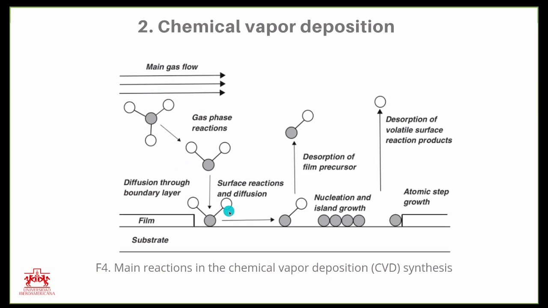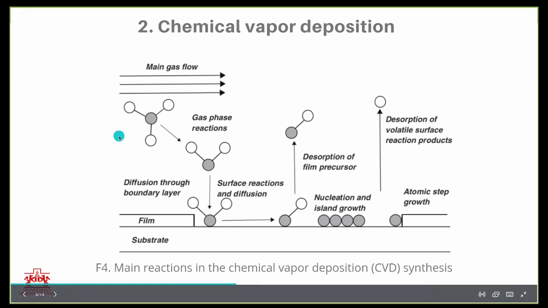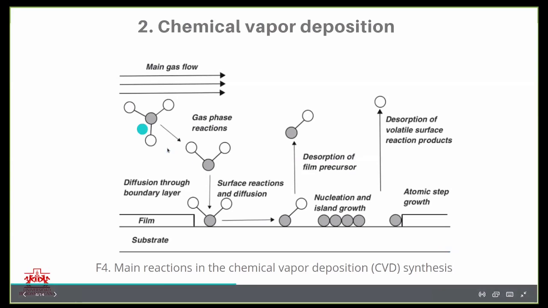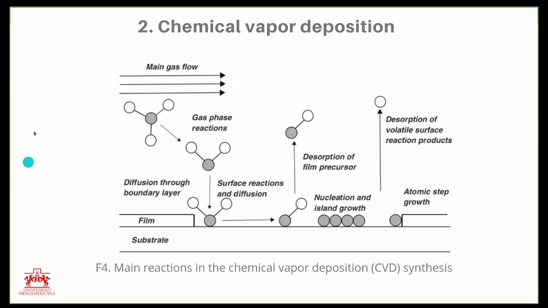So we can see here in this figure, these molecules are denoted as precursors. This is the main material that we use at the beginning of the synthesis. And the film is constructed through a series of chemical reactions between precursors and the substrate. We have the substrate right here. We have the main gas flow. We have the precursors that, with high temperatures, are in gas phase.